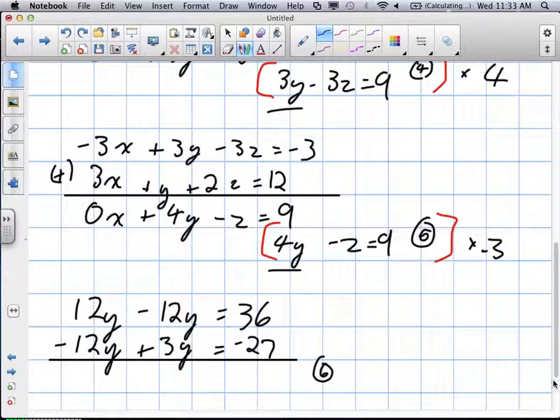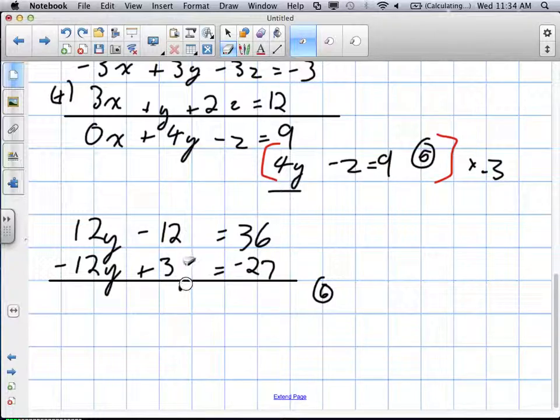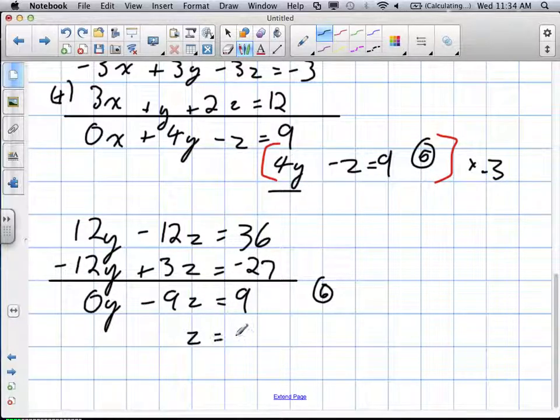So we're working with a lot of different equations here. Oh, yeah, those are z's, not y's. So we add these two. This is going to give us our 0y. This will give us negative 9z. And this will give us 9? Yeah, 9. So in the end, we're going to figure out that our equation 6 is negative 9z is equal to 9. Or in other words, z is equal to negative 1. That is our equation 6.